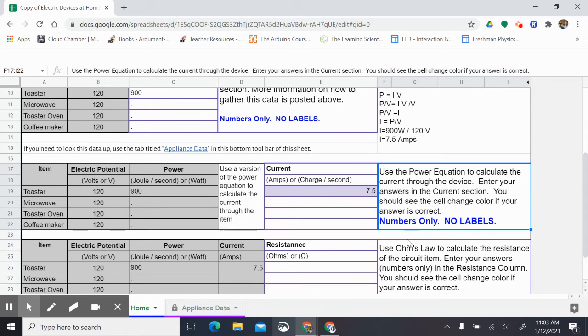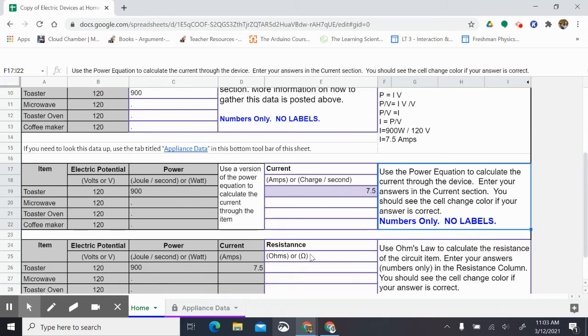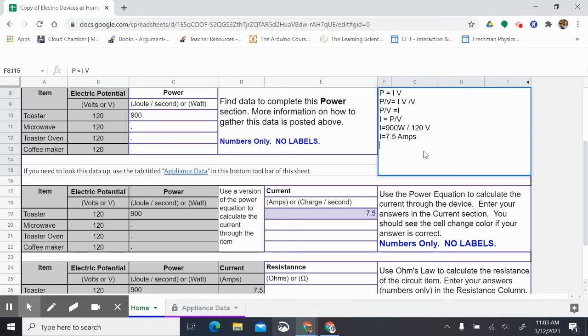And now we'll go down to this next part. This next part says to use Ohm's law to calculate resistance. I'm going to use this same cell up here as just a workspace. Ohm's law, as we've discussed it, as we've used, is current equals the potential difference divided by the resistance. Well, in this case, we know the current and we know the potential difference, or voltage. We're trying to find the resistance.